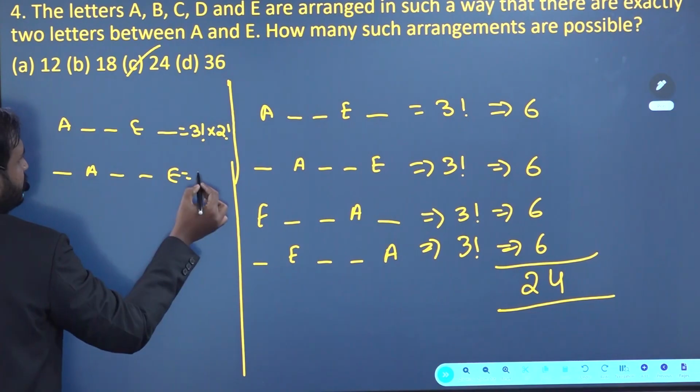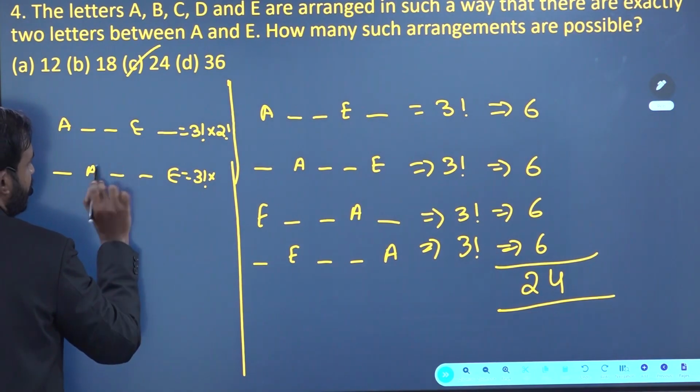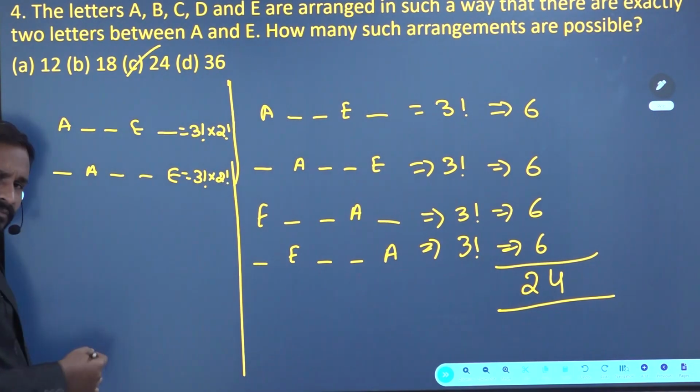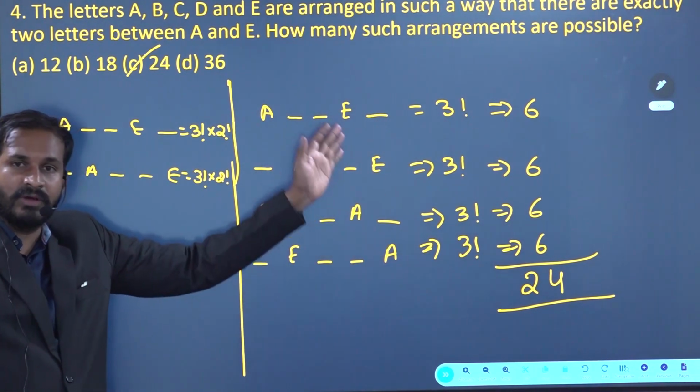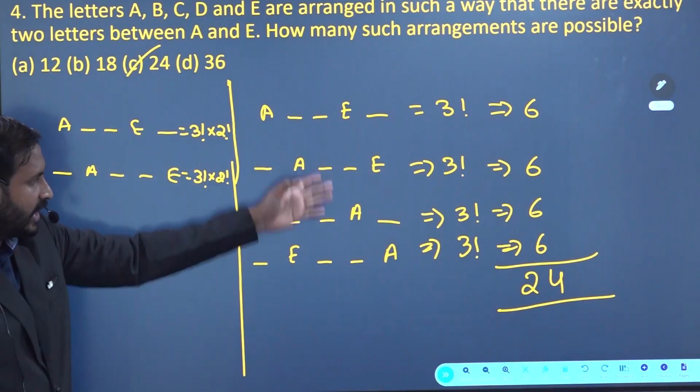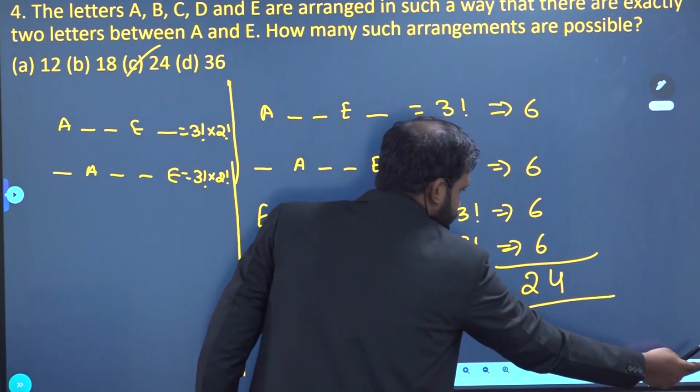Here also the same thing: 3 factorial into A and B can be shuffled, right? So 2 factorial. Anyway, both will give us the same answer, this one or that one. But this one will give you more clarity. Right? Next one.